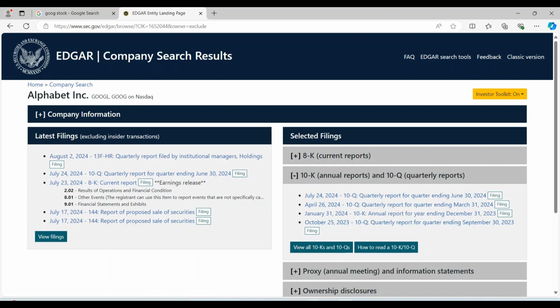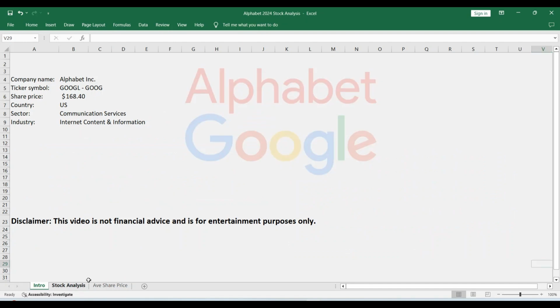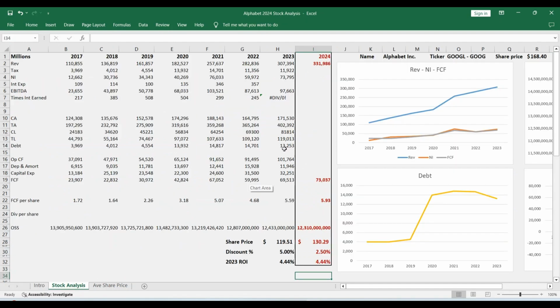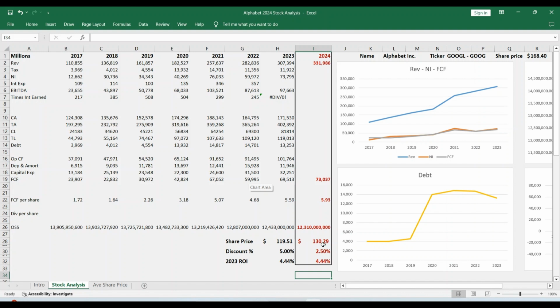So after reviewing the report and going over the financial statements, I can say that Google is continuing to grow in 2024, and they are reducing their outstanding shares so far by 1%. So in my opinion, the 2024 revenue will be around $331 billion, and the free cash flow will be around $73 billion. Dividing the free cash flow by the outstanding shares provided in the second quarterly report, in my opinion, the free cash flow per share is $5.93.